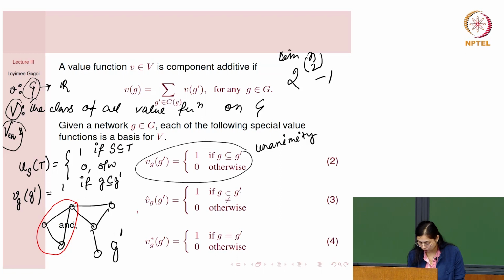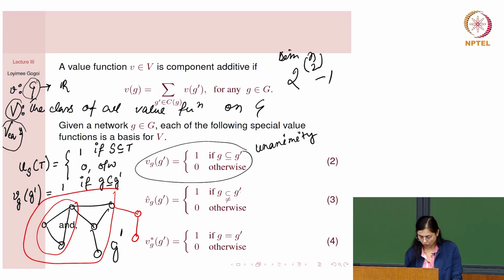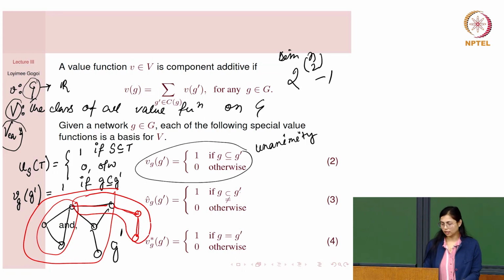Otherwise 0 means, say this is my Z prime and this part is not in G prime. If I consider this link and this link, then it will give 0, because this is not a subgraph of G prime.